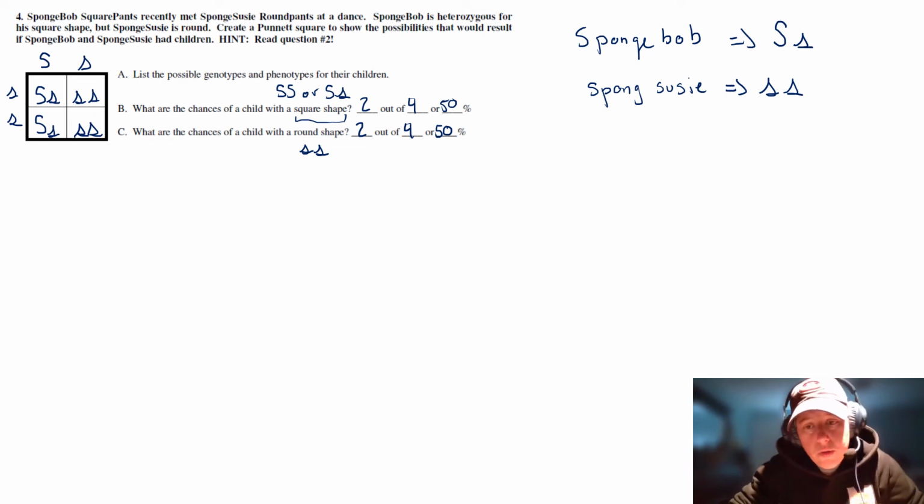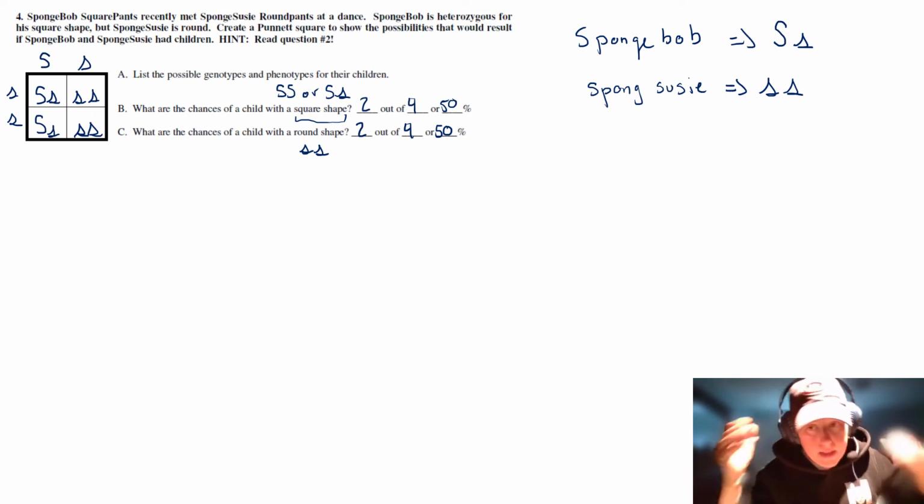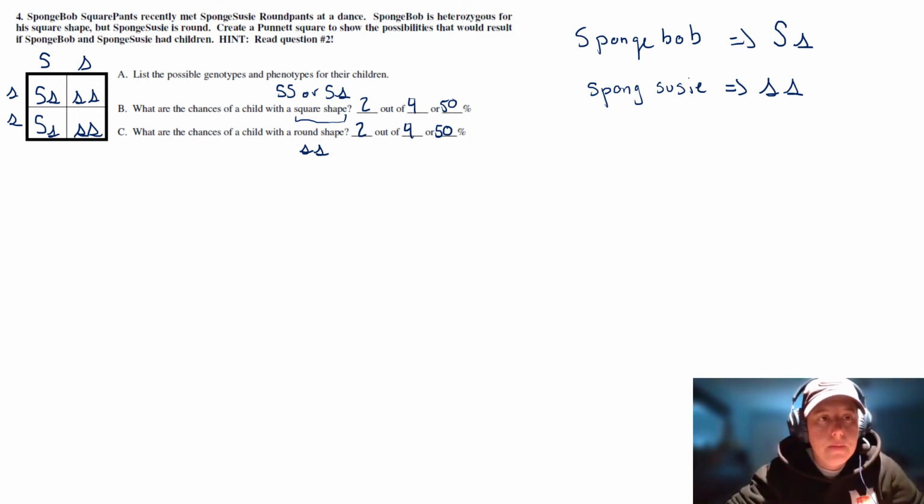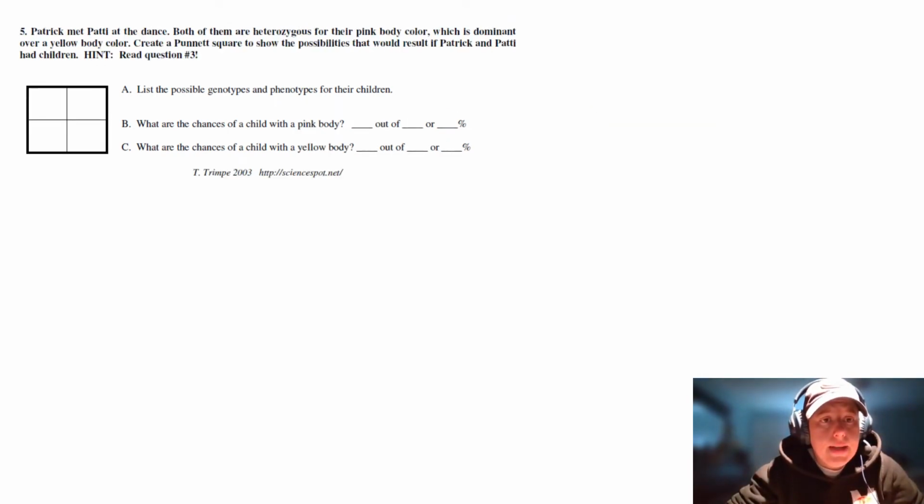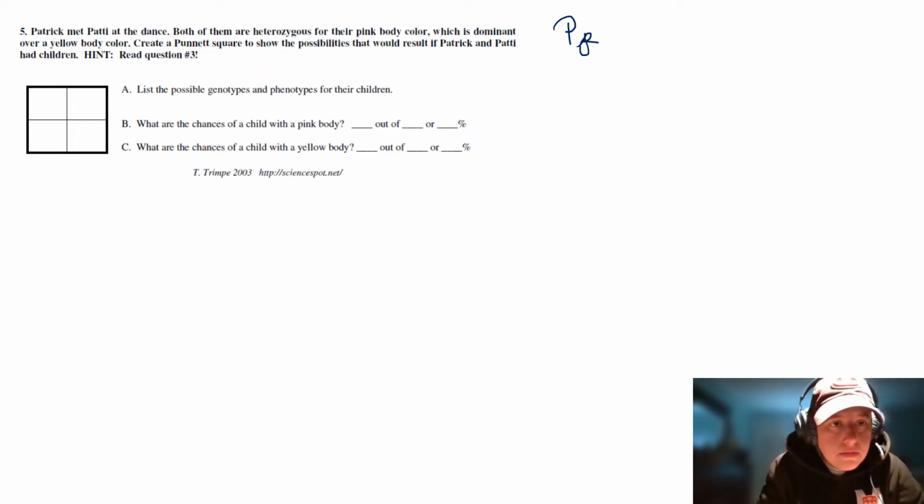So what I'm going to do is we're going to go through the next one. I'm going to read the next one. You're going to pause the video, take time to do it, and then we're going to solve it together. Patrick met Patty at a dance. Both of them are heterozygous for their pink body color, which is dominant over a yellow body color. So again, heterozygous, capital P, lower p. Create a Punnett square to show the possibilities that would result if Patrick and Patty had children. So again, pause, solve, and then we're going to go through this together.